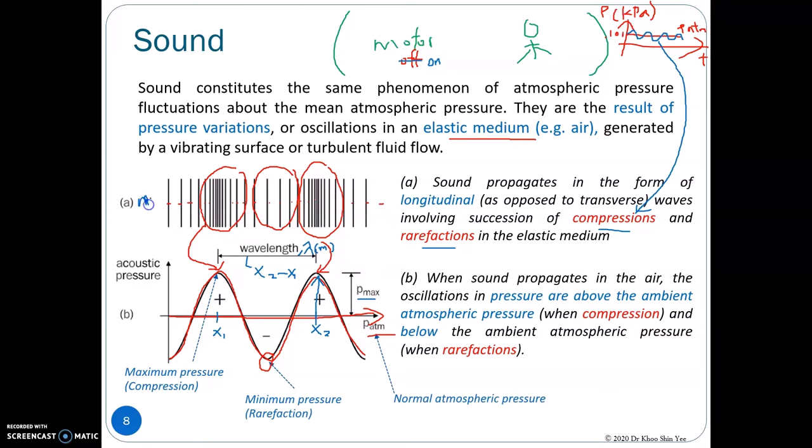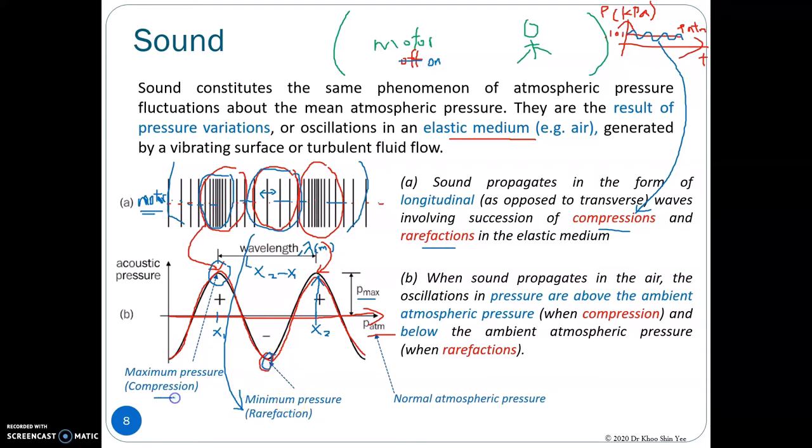So you can see that in this case, when your motor is turning on in this side, and in the space you have a lot of air particles, the vibration of the motor will cause the vibration of the air particles. When all the air particles compress together, it will cause maximum pressure. When air particles are separated apart, which is called the rarefaction, this will cause the minimum pressure.